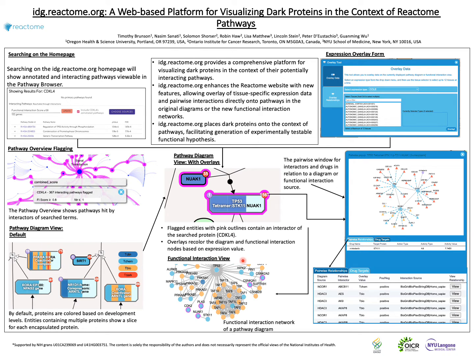We've also added a functional interaction view, which you can see here, which provides the proteins of this pathway as the nodes and interactions as the edges between these proteins. Here you can also see the interacting proteins are highlighted in this pink color, and the node has been recolored to match the current overlay. Again, by default, it's going to show the target development level, but if you were to add a tissue-specific expression data set, these nodes would be recolored.